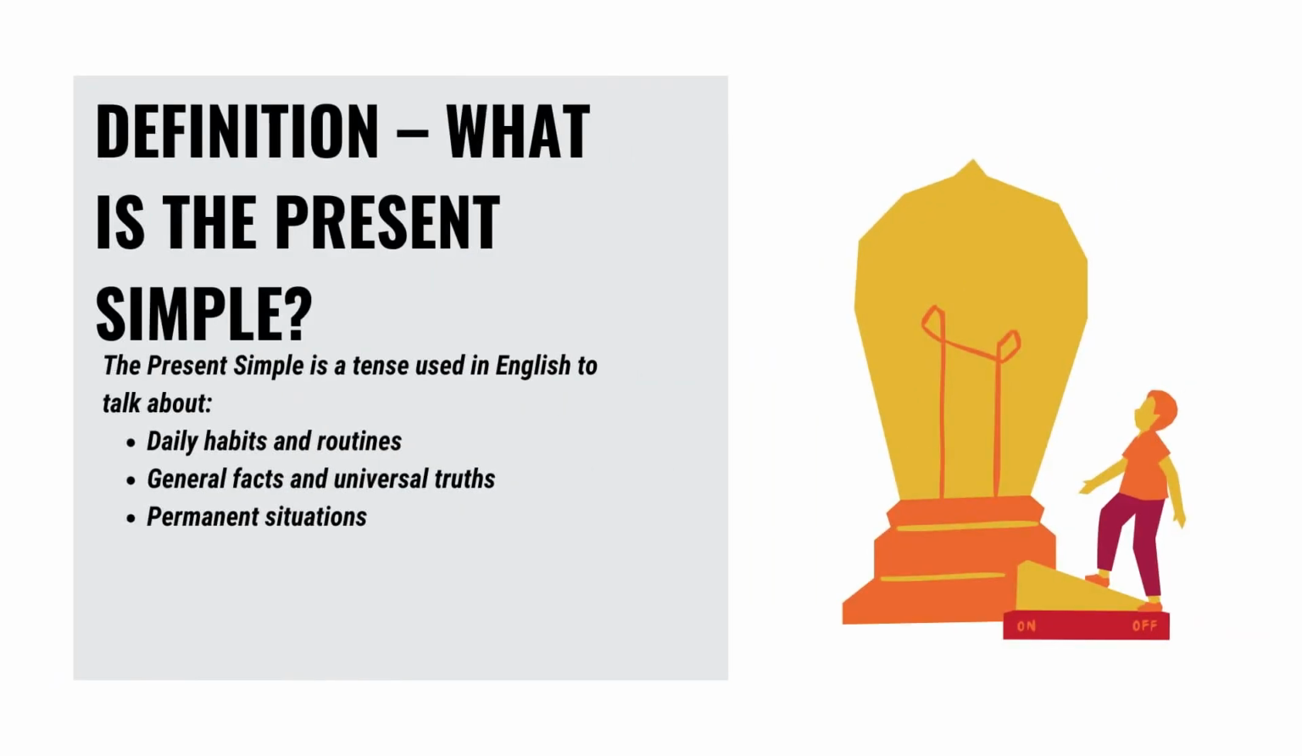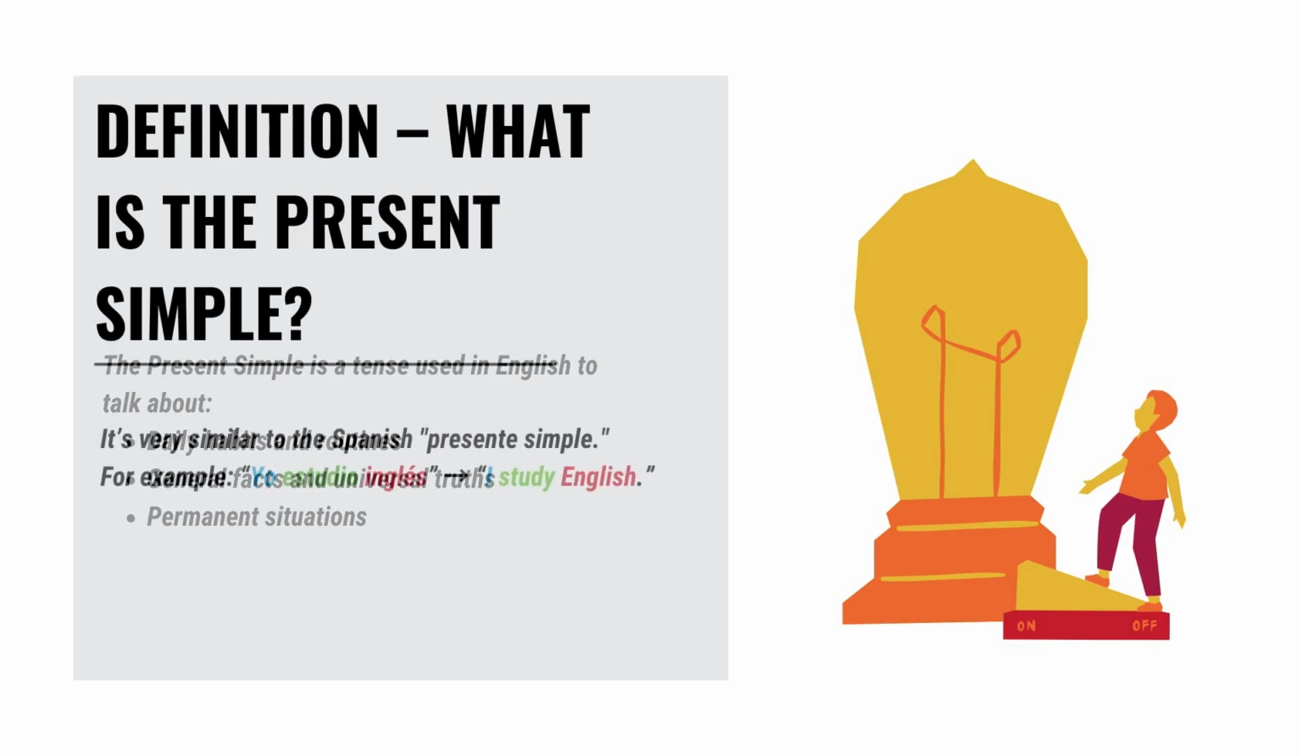The present simple is a tense used in English to talk about daily habits and routines, general facts and universal truths, permanent situations. It's very similar to the Spanish Presente Simple. For example, yo estudio inglés, I study English. I hope that the familiarity that it resembles to Spanish will help you have an easier time understanding it.